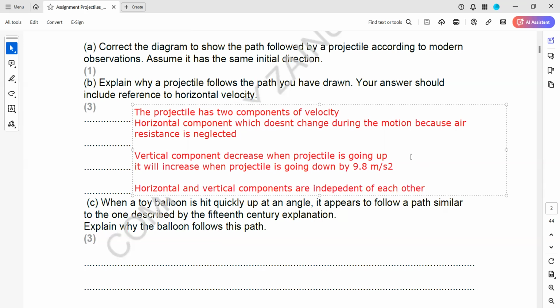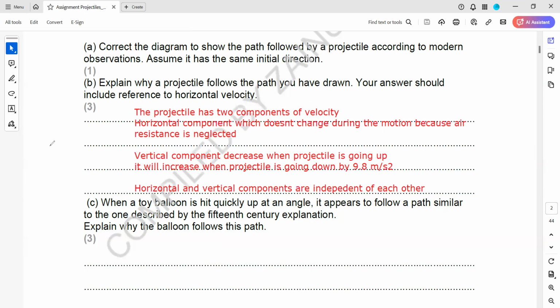So it's the same idea I just explained: when we launch a projectile, it will follow this trajectory. That's the path the projectile will follow. It will have two components, one horizontal and another vertical. The horizontal component does not change throughout the motion because we assume there is no air resistance. The vertical component, when it is going up, will decrease, and when it is coming down, it will increase. It decreases by 9.8 going up, and increases by 9.8 every second coming down.